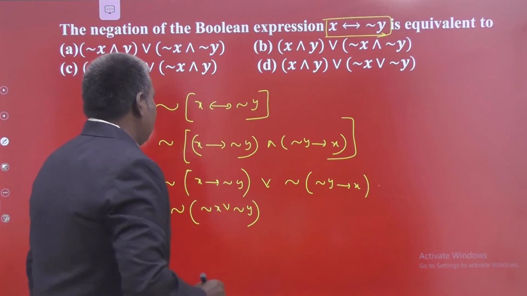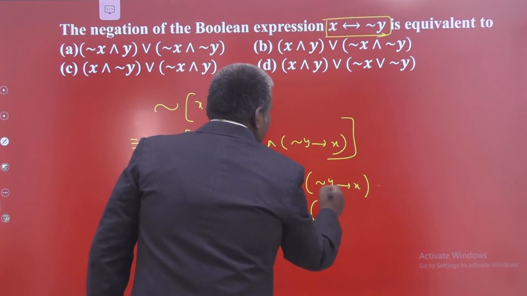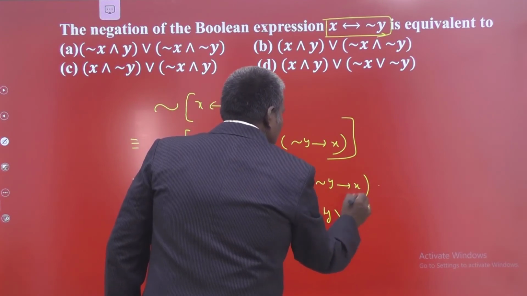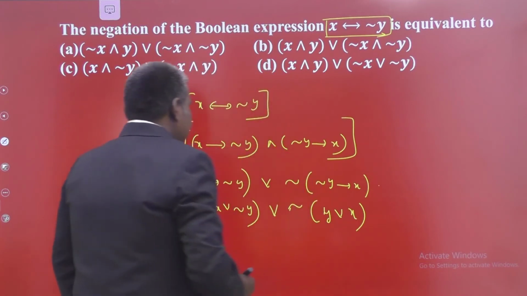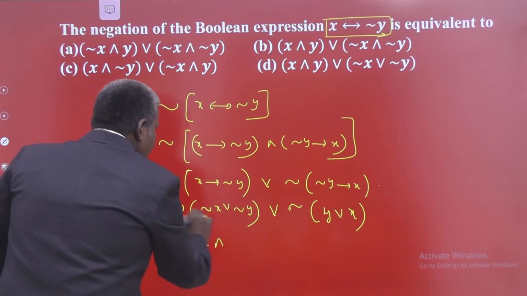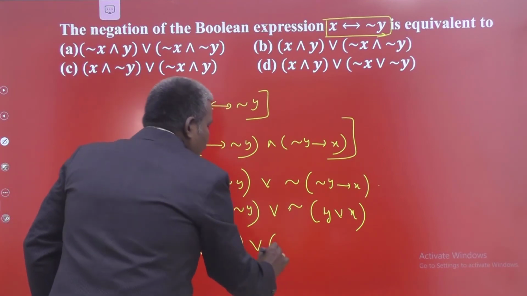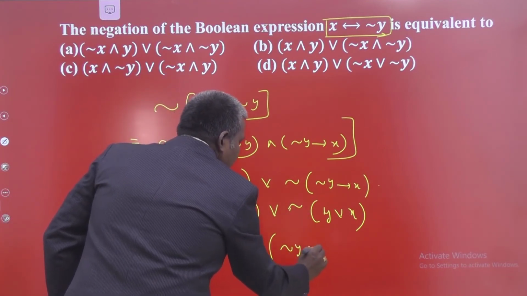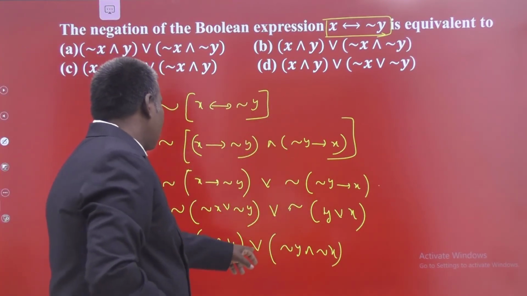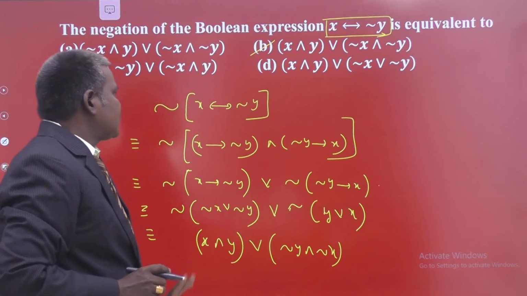Q means negation of y here, or as it is I am writing. What is P implies Q? Negation of P or Q, that is negation of negation of y, which is y, or Q, Q means x. So if you apply the negation here, x and y are what? Negation of y and negation of x. Negation of x and negation of y are x and y. See this option, x and y is there.